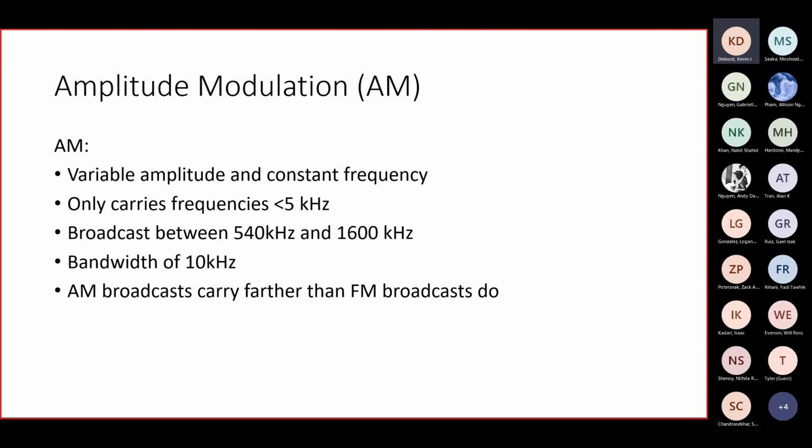It's going to be broadcast between 540 kilohertz and 1600 kilohertz. What does this mean? I don't know, but you should definitely memorize this. This is very important. They're going to ask you for the numbers. It's got a bandwidth of 10 kilohertz, and AM broadcast will carry farther than FM broadcasts do.